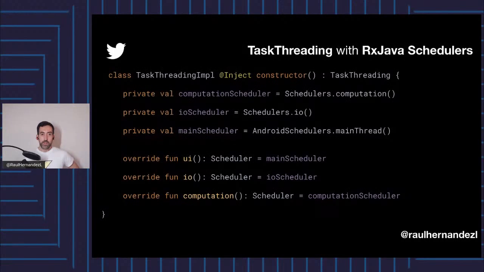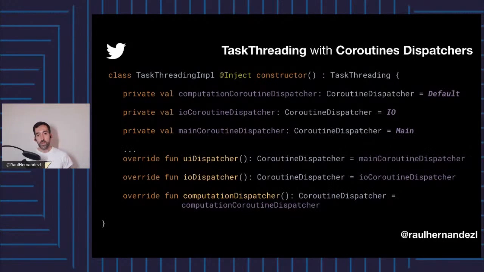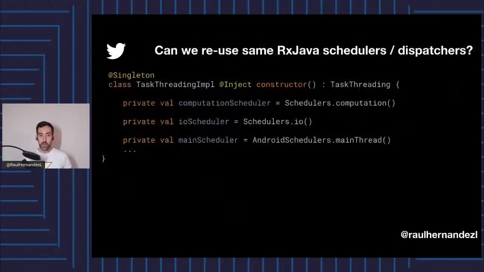And then the task threading, that is the thing I mentioned I'm going to explain in detail. I use different schedulers here: one for computation, one for input-output, and one for the main thread of Android. So I expose those instances in those methods, and then those ones can be mocked for different tests. But if we need to use these for coroutines, we need to use coroutine dispatchers in this case. So I created a series of methods to have exactly the equivalent.